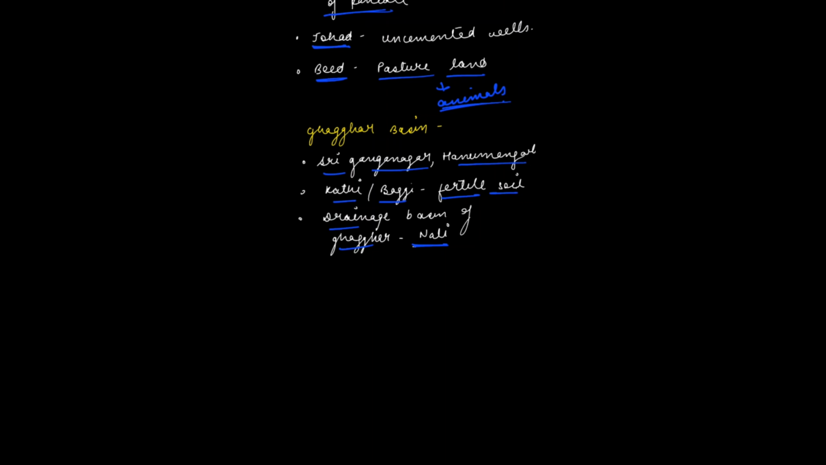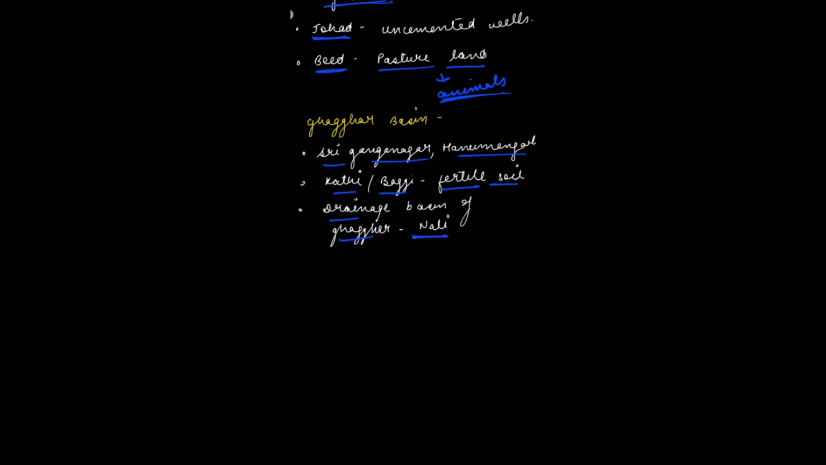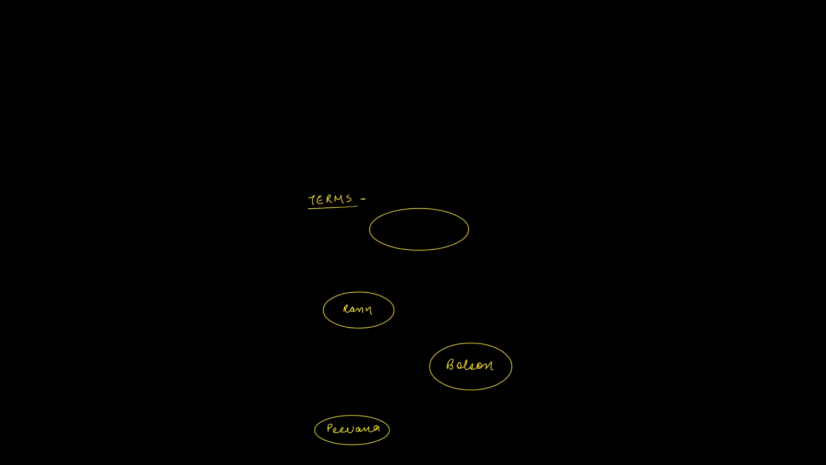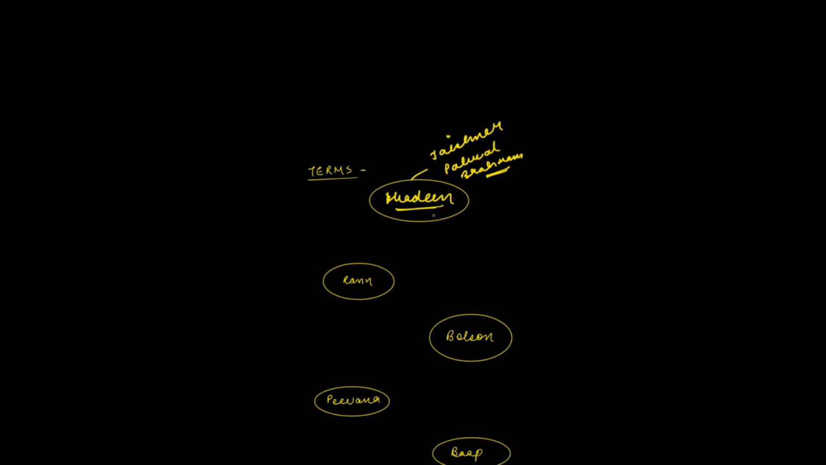Now we need to look at some important terms which are given in the exams, and it is important from exam point of view. We have Khadeen. Khadeen are found in Jaisalmer region. These were started by Palliwal Brahmins. These are used for agriculture, and these are kind of temporary lakes, and basically rabi crops are grown in this lake.